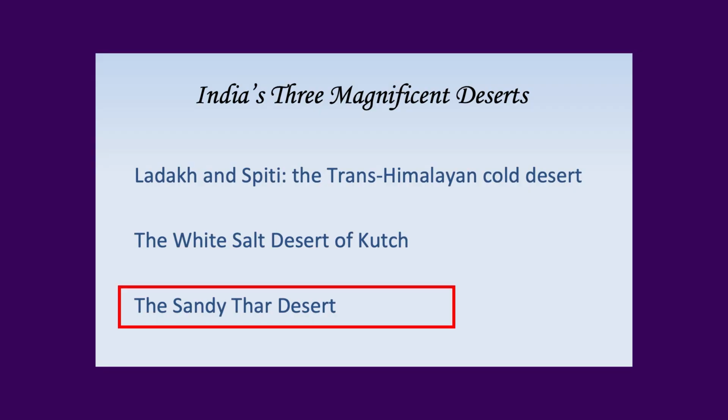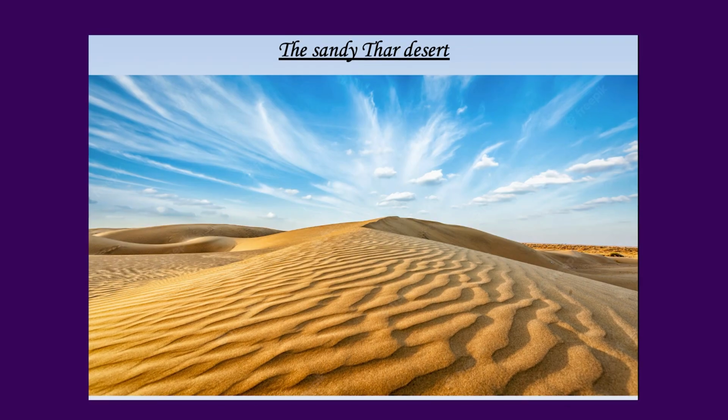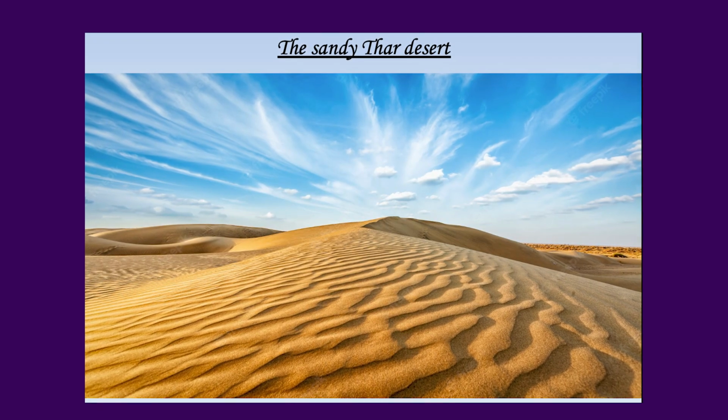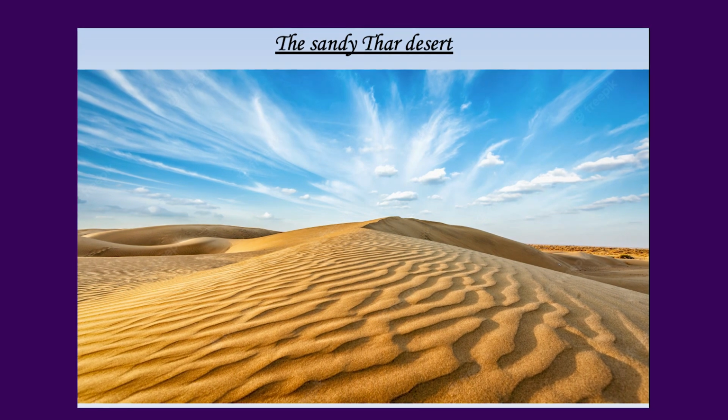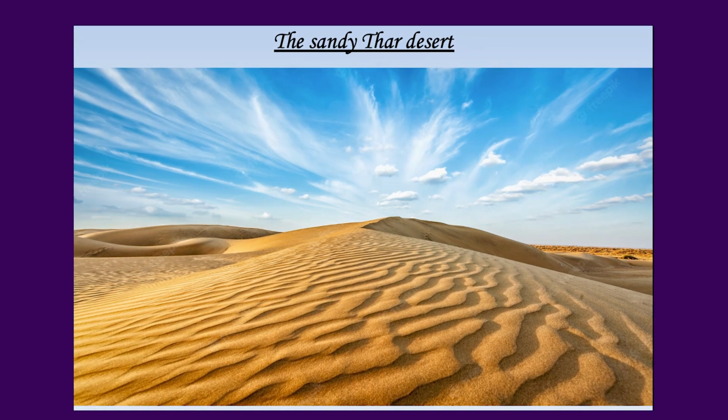The third one is the Thar Desert. Among all these, the Thar Desert is the largest desert in India. The Thar Desert is also called the Great Indian Desert, an arid region of rolling sand hills on the Indian subcontinent. It is located partly in Rajasthan state, northwestern India, and partly in Punjab and Sindh provinces, eastern Pakistan.